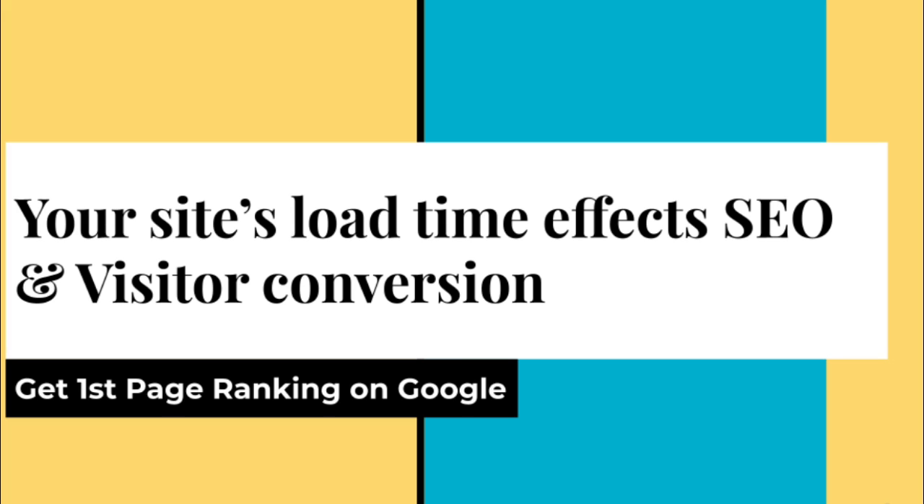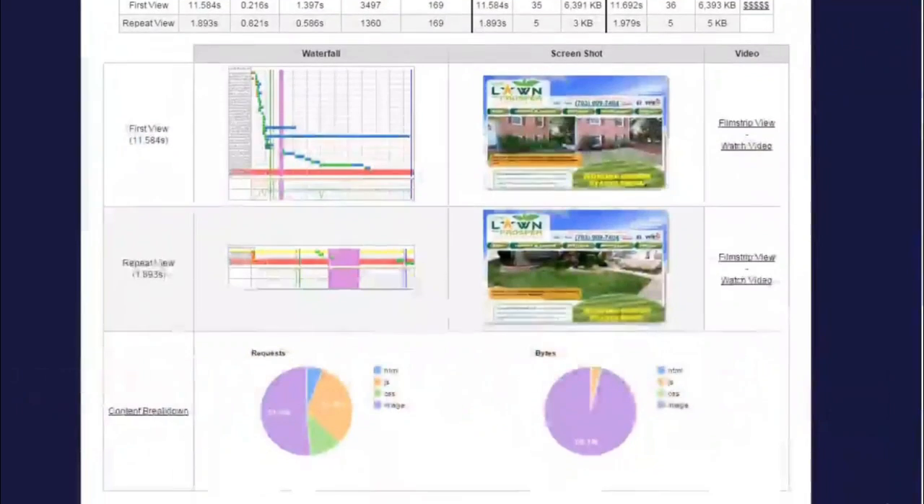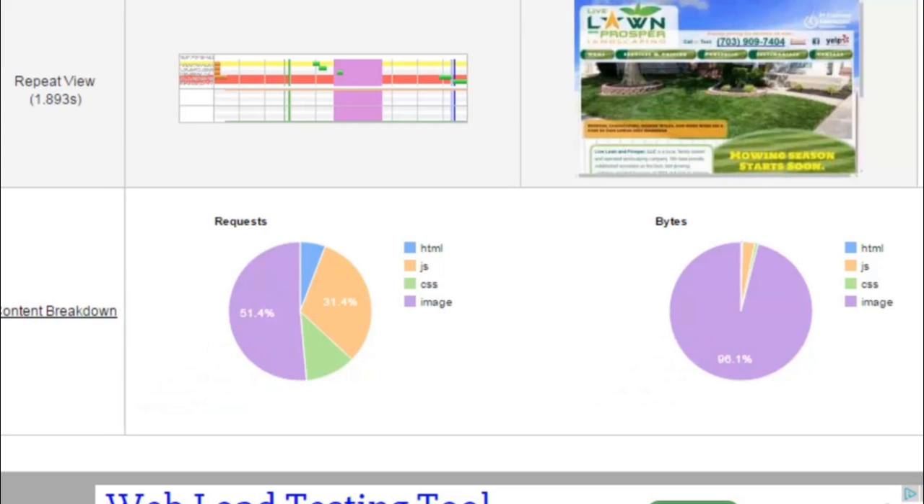You can go to webpagetest.org and type in your URL, and you'll see that it will grade you in a number of areas. What's most helpful on this page is going down to the bottom where it has a content breakdown, and it shows you what is taking the longest under requests and bytes. So you'll see here that in purple it's images. This is what is taking the most amount of time. That means the images on this website are too big and we need to compress them.